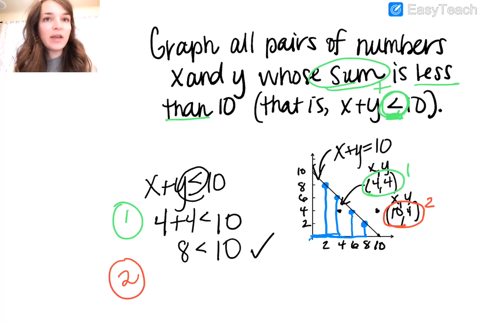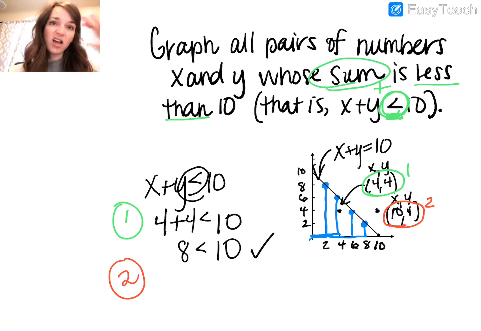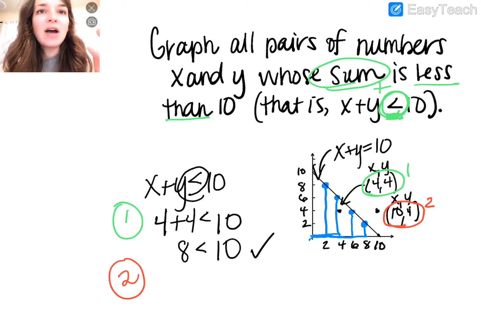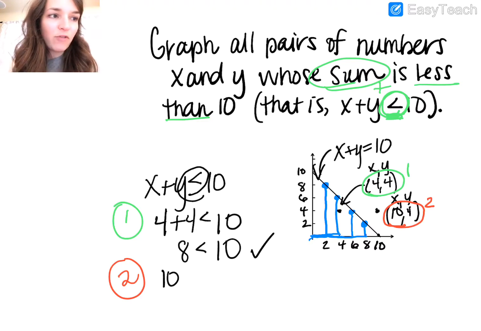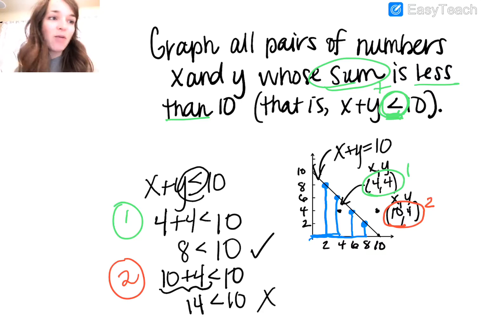Because notice this point, the green point, is on the left side of the line or kind of the underside of the line, and the red point is on the outside of the line or kind of on the right side or the upper side if you want to think about it that way, okay? So let's test out the red point. That one was 10 for the x and 4 for the y. So if I add and simplify that, 10 plus 4 equals 14. Is 14 less than 10? It is not. So that one does not work. So that tells us that if the green one was the one that fits, then we shade the side of the line where that point is.